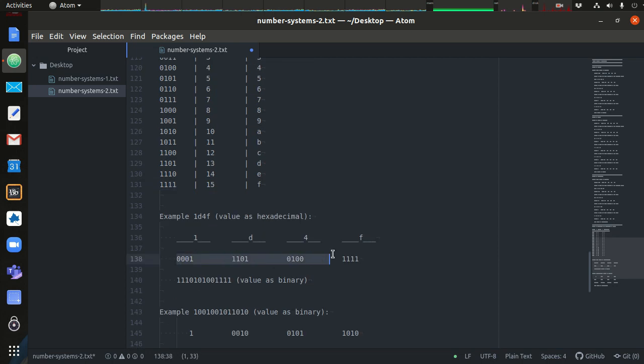So all of these together gives us this value, and we can just strip off the leading zeros because we don't need them. So that gives us 1, 1, 1, 0. And then we have a 1, 0, 1, 0. Right? And then we have a 100. That's the 100. And then we have 1111. And this is the value in binary.